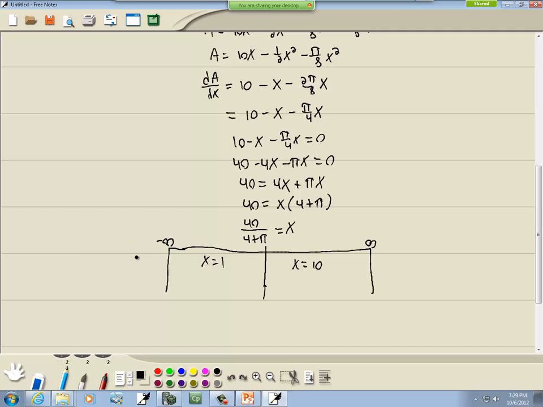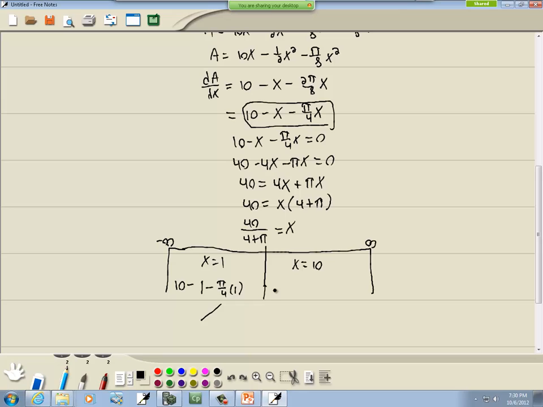Okay, now I want to plug those into my derivative, which is right here. So I got 10 minus 1 minus pi over 4 times 1. That's 9 minus pi over 4, and I'll just do that on my calculator I got here on my desk. So 9 minus pi over 4. We get 8.2. So it's positive, so it's increasing.